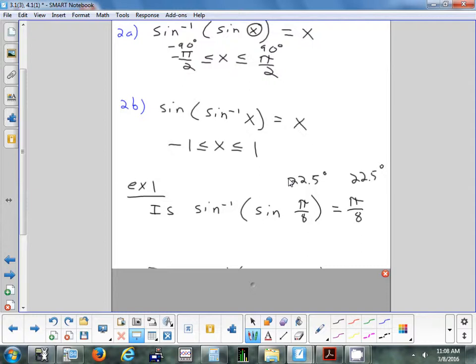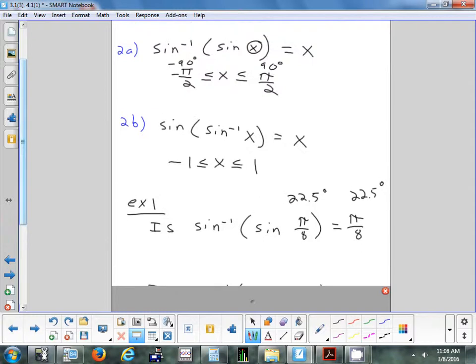Now we know it's in degrees. Let's see if we can figure out what formula it's more similar to. Austin, is this one like 2a or 2b? 2a. Yeah, it's 2a because the inverse is on the outside.